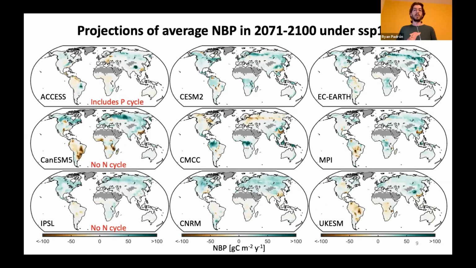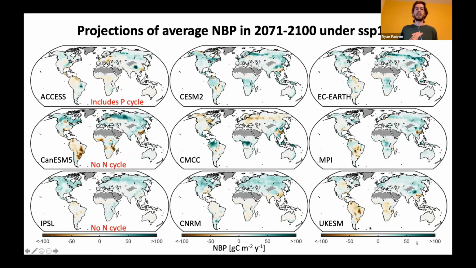So to start, we can look at average MVP projections towards the end of the century from the different CMIP6 models. And here we can already see some differences across some of the models. For example, if we take CESM and tropical regions, we see that the model generally thinks that the land continues to be a sink of CO2. Whereas if we compare that to the UK ESM model, for example, in this case, most of the tropical land appears to be a source of carbon to the atmosphere.